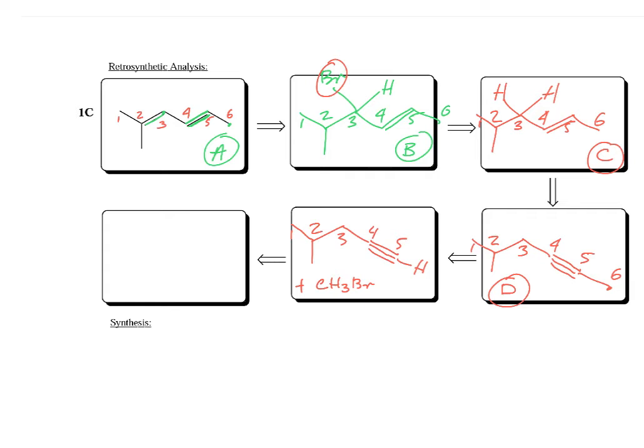The precursor to the monosubstituted alkyne is acetylene, R-X, and alkyl halide. So carbons 1 through 3 will come from an alkyl halide, our RX, and carbons 4 and 5 will come from acetylene.